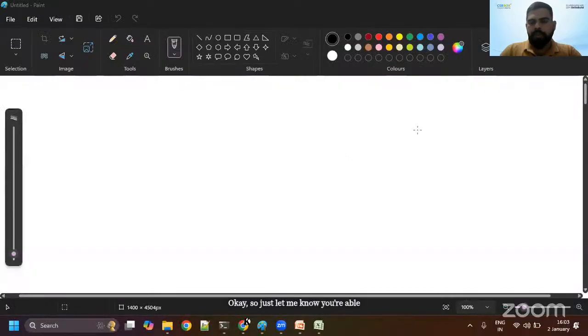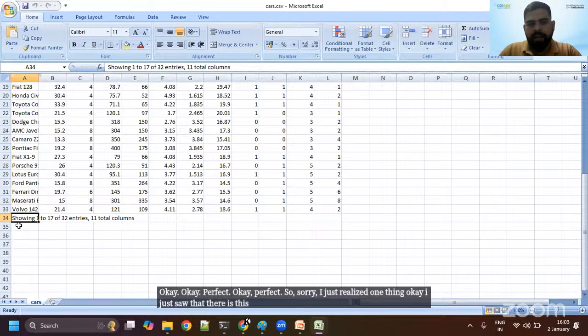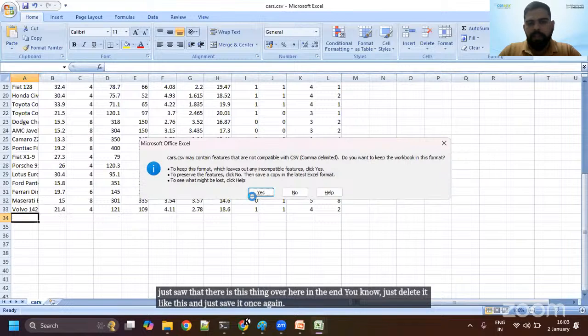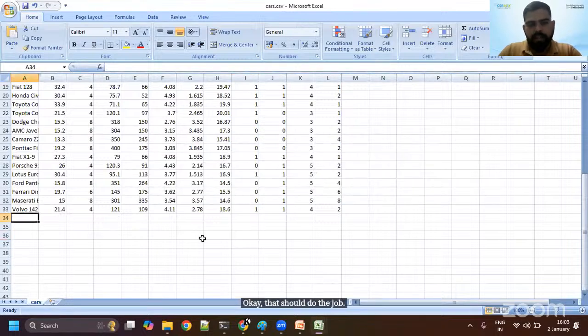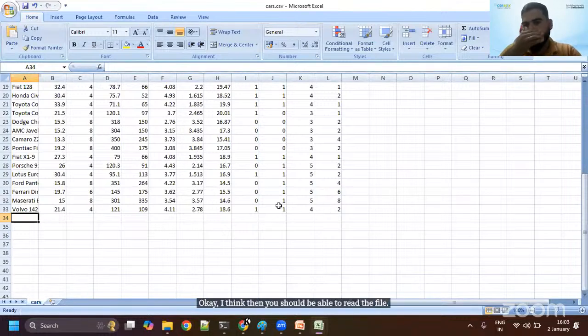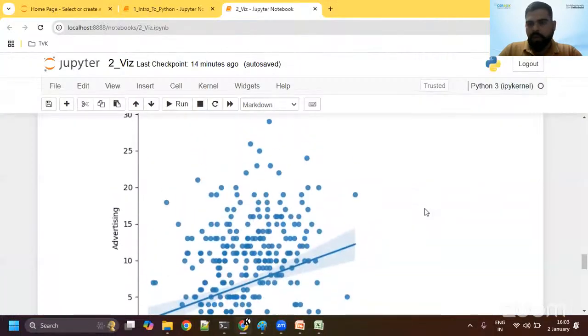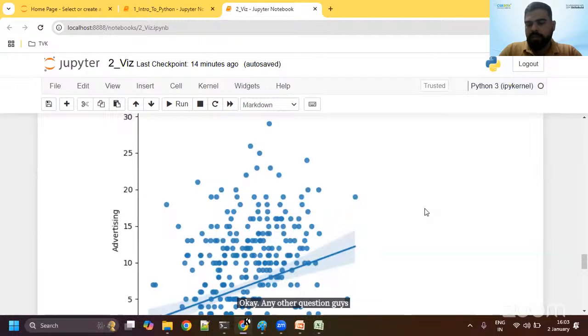Just let me know you're able to see my screen. Okay, great. Sorry, I just realized one thing. I just saw that there is this text over here in the end. Just delete it like this and save it once again. That should do the job. I didn't realize that that line had come up in the file. I think you should be able to read the file now. Any other question, guys, from the last session?